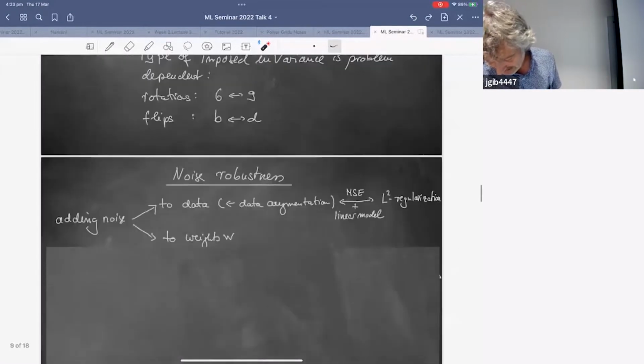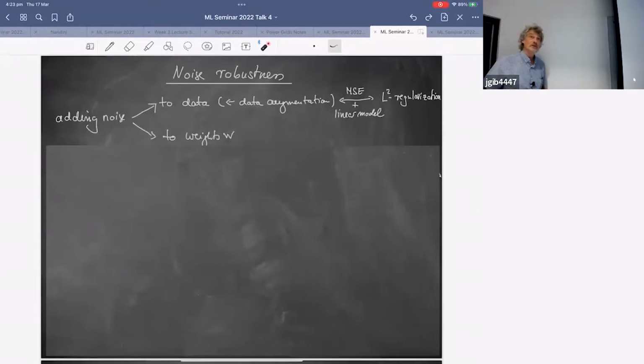Now comes a more interesting way of doing regularization, and that is to add noise. You can add noise to the data. This is similar to data augmentation: you've got your data, you add some noise, you get some new data, and you train your model on them. You can show relatively easily that if your loss function is the mean square error, and if you have linear models, then this is equivalent to some L2 regularization, something that we already discussed. But you can also add noise to the weights, and that gives a different constraint, which I'd like to discuss.